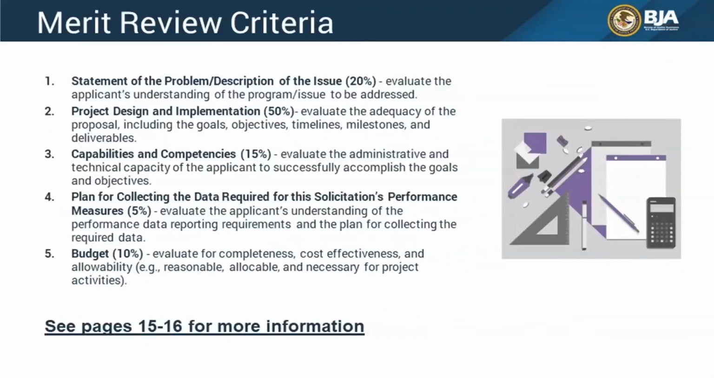And if the application has met all of these requirements, it will proceed to the peer review panel. During peer review, BJA selects subject matter experts to review the applications according to the merit review criteria. These can be found on pages 15 to 16 of the solicitation. The reviewers will score the application according to the statement of the problem or description of the issue, the project design and implementation, the capabilities and competencies, the plan for collecting the data required for the solicitation's performance measures, and the budget.